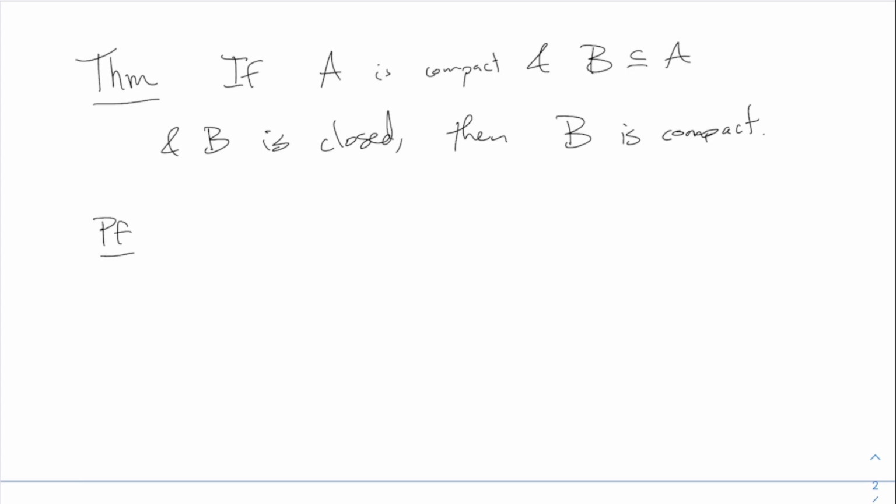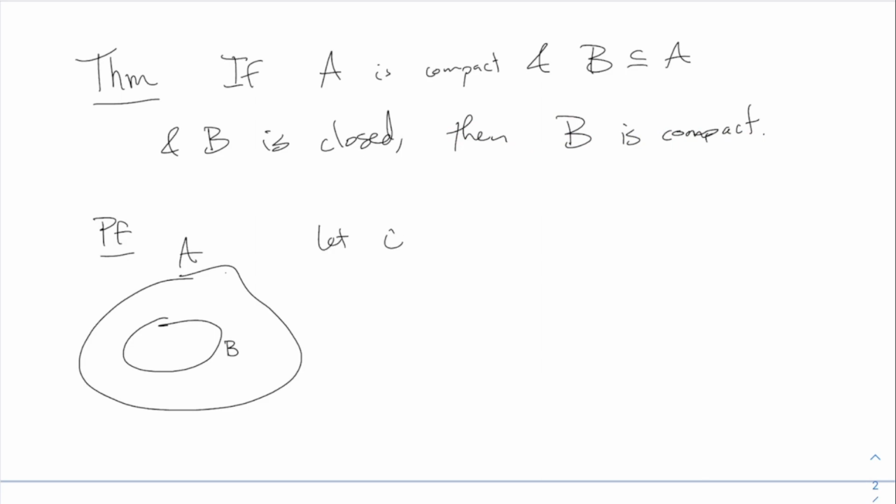So the picture you should have in mind is A is something like this, and A is compact, and B is inside of A, and B is closed. So our proof, as usual, I'm trying to show B is compact. We begin by saying, just assume there's some open cover of B. So I let O be an open cover of B.